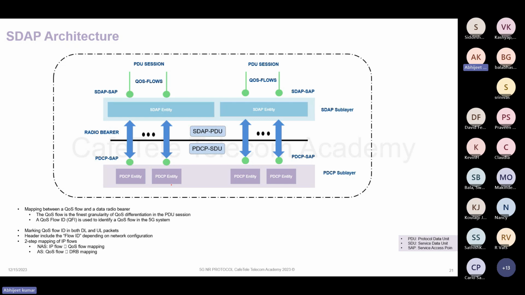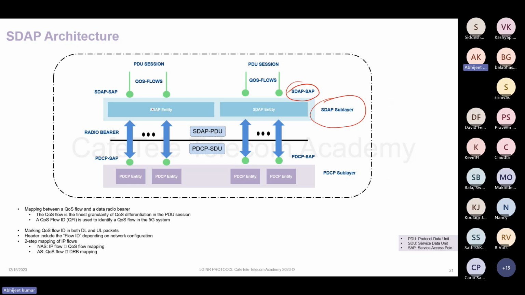Now, if you see here, we have the SDAP SAP. So what is this SDAP SAP? SAP means service access point. So this is the point of interaction between the SDAP sublayer and the higher layer. So who is the higher layer? UPF. It is where your QoS flows are received from the higher layer to be handled within the SDAP layer.